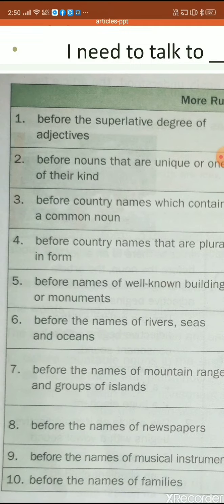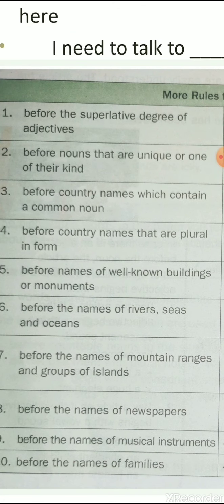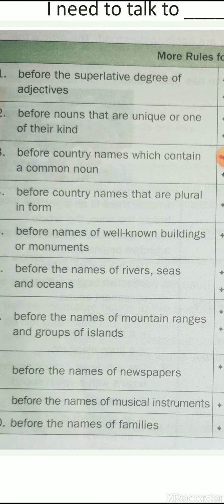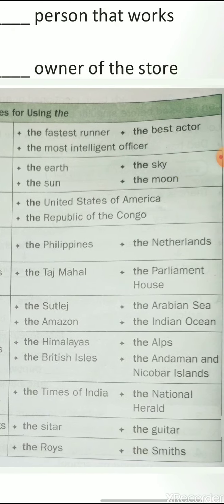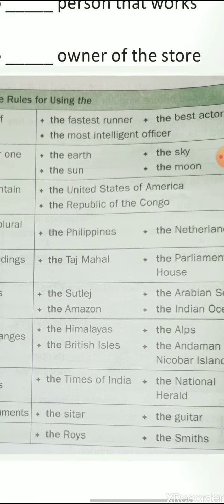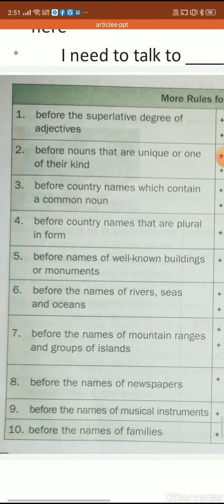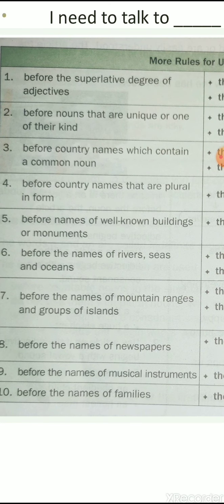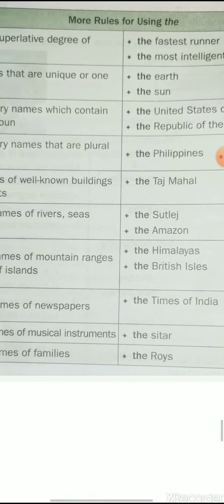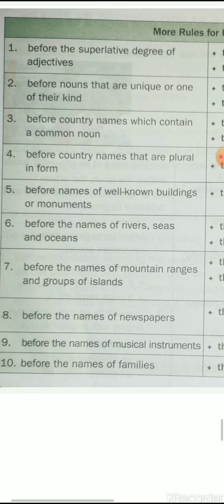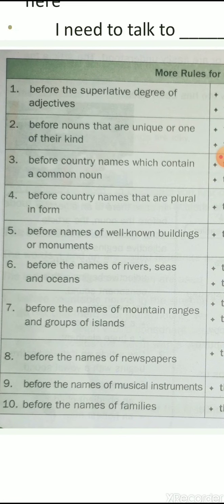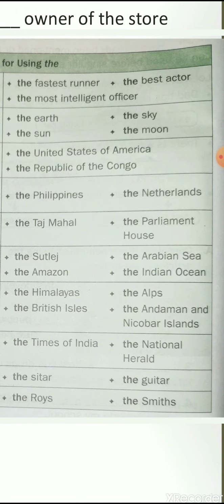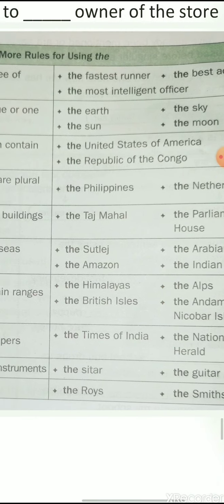We will quickly go through them. The is used before the superlative degree of adjectives, before nouns that are unique or one of their kind, before country names which contain a common noun. For example, the United States of America, the Republic of Congo. The country names that are plural in form, the Philippines, the Netherlands. Before names of well-known buildings, the Taj Mahal, the Parliament House. Before the names of rivers, seas and oceans, the Sutlej, the Arabian Sea, the Amazon, the Indian Ocean.